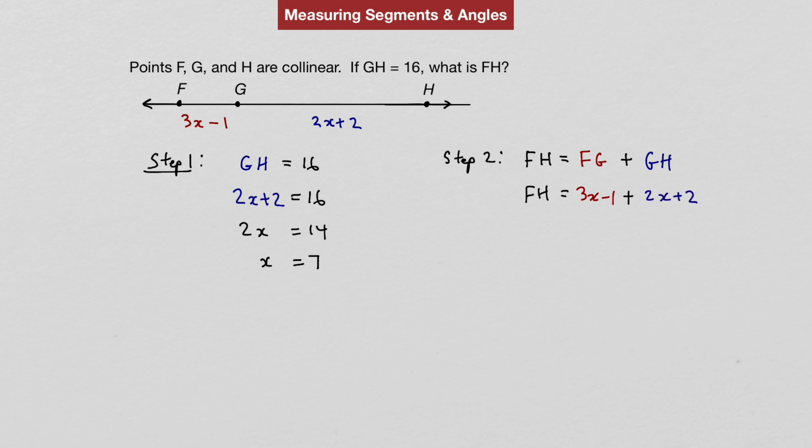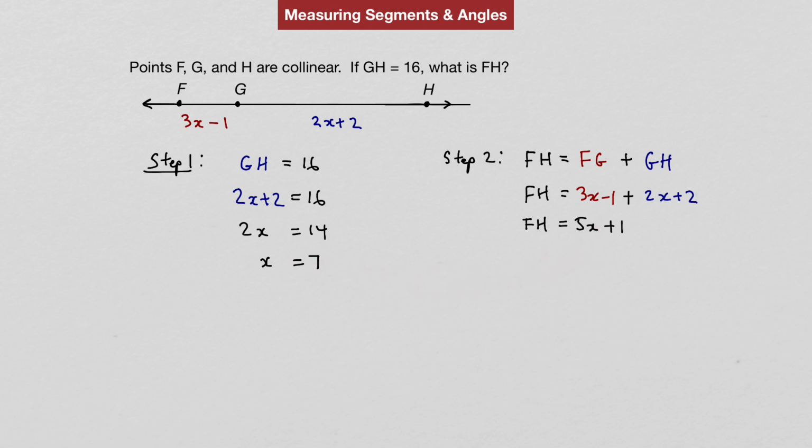Okay, so now we're going to simplify what we've put together. 3x and 2x gives us 5x. And negative 1 plus 2 is 1. So our final equation is FH is equal to 5x plus 1. Now in step 1 we solved for x, and that's 7. So we're going to plug that in for x.